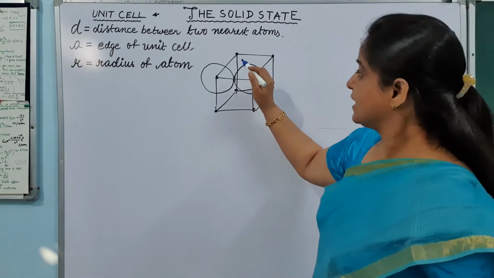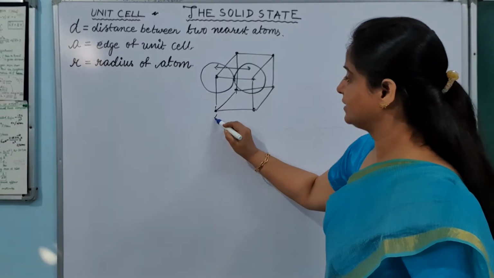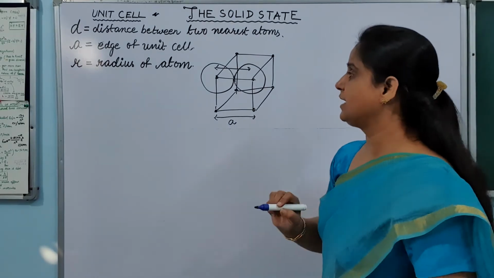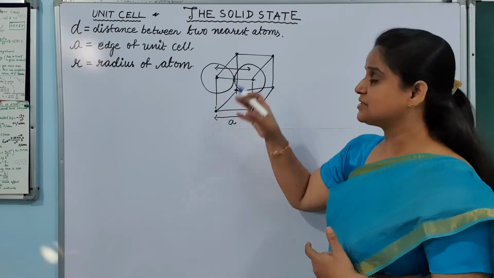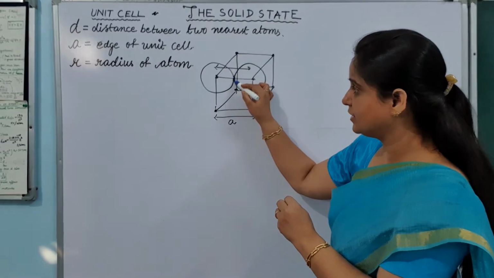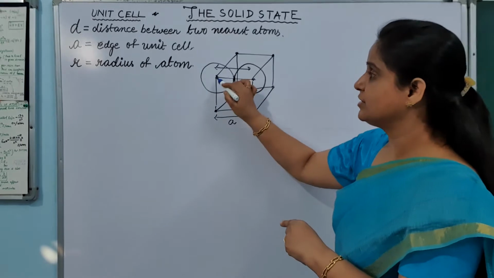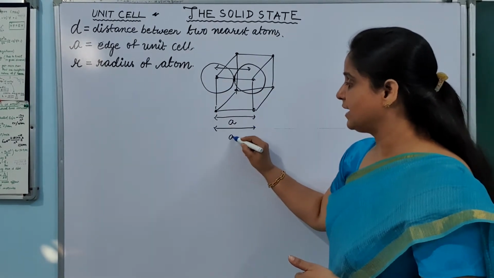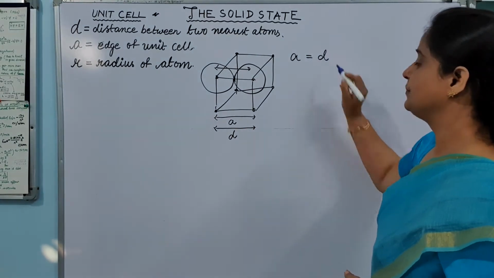So these are the edges of the unit cell. Can you tell me what is the edge of the unit cell here? This is the edge of the unit cell, and this is denoted by A. If I ask you what is the distance between the two nearest atoms, obviously, because this is a simple unit cell and two of the atoms are very close to each other. Look at this, they are very close. There is no distance in between. So this is the distance between the two nearest atoms also. So in this case of simple cubic, A and D are equal. So I am taking A is equal to D.